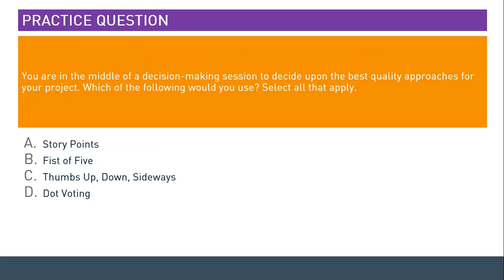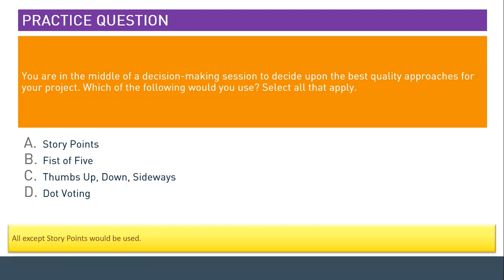You're in the middle of a decision-making session to decide upon the best quality approaches for your project. Which of the following would you use? Select all that apply. Hit the pause button if you need more time. You ready? 3, 2, 1. All right. The answer to this, my friends, is everything except story points. B, C, and D. Story points is used as an estimating approach. It's not for voting. You ready for the final one?